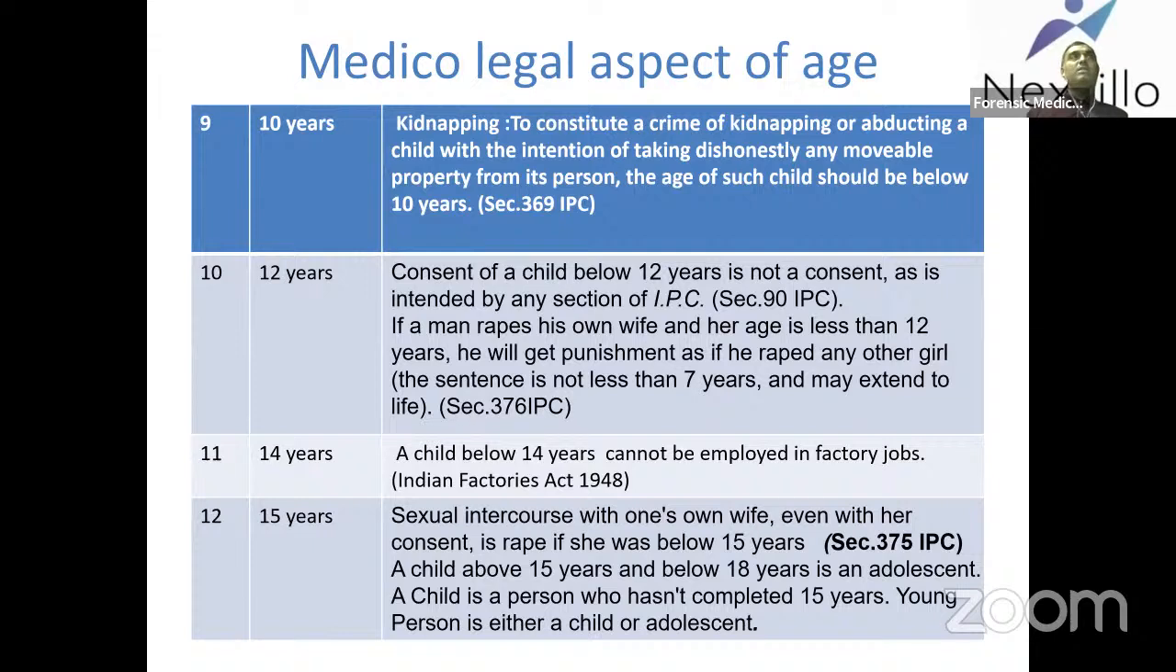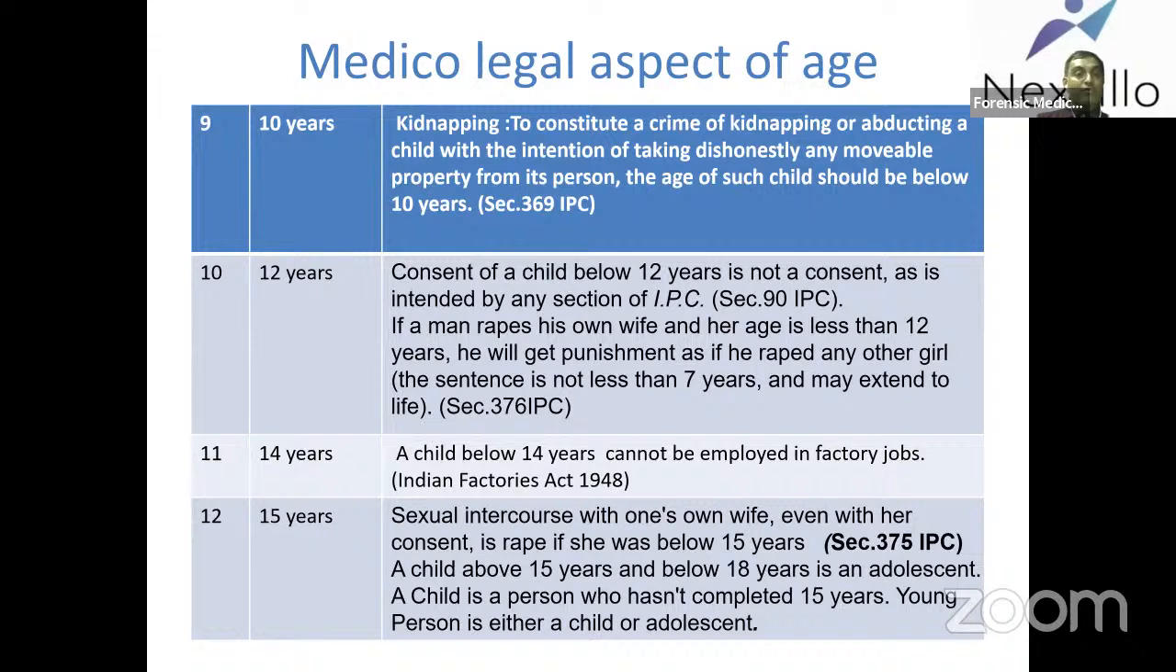If a police person comes with a person who looks around 12 years or 16 years or 17 years, and you have not taken the X-rays, you cannot state the child's age scientifically. So that's why a child below the age of 14 years cannot be employed in factory jobs according to the Indian Factories Act 1948.